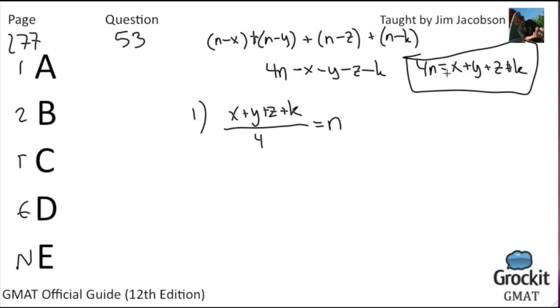This thing that I did up here actually is a little bit naughty since we didn't actually have an equation to begin with, so just kind of ignore that I did that. This is about the best you can do. Anyway, here we can multiply both sides times n, and we get 4n equals x plus y plus z plus k.